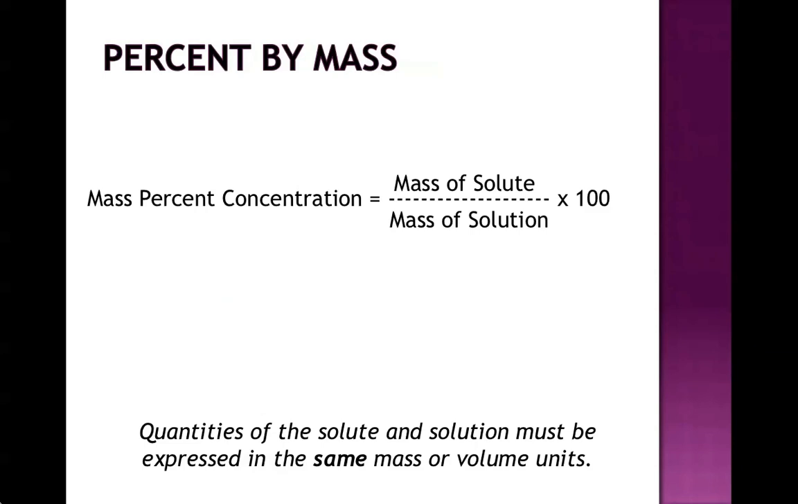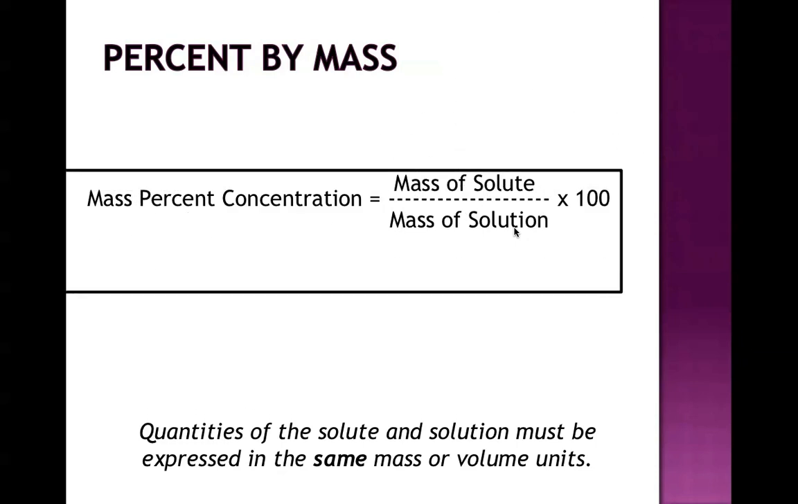All right, percent by mass and percent by volume, very similar. We're just changing whether we're working with mass or volume. The one big thing is you have to make sure that your solute and solution are in the same unit. So if I use grams, solute and solution both have to be in grams. If I use kilograms, they both have to be in kilograms. So mass of solute over mass of solution. So again, it has to be the solution, the solute plus the solvent.